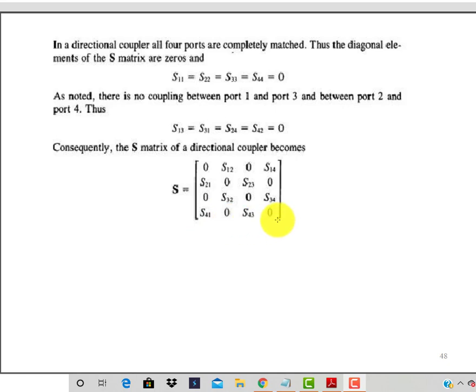After that, by applying the symmetric property, zero property and unitary property, we can simplify this S matrix, where we get the real and imaginary coefficients.